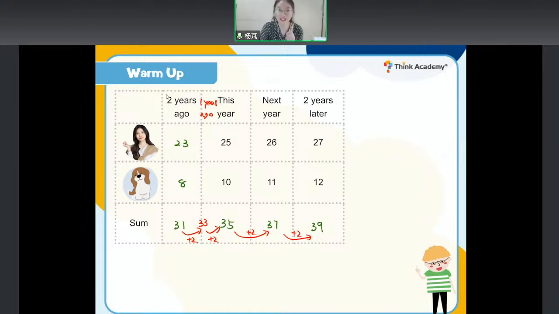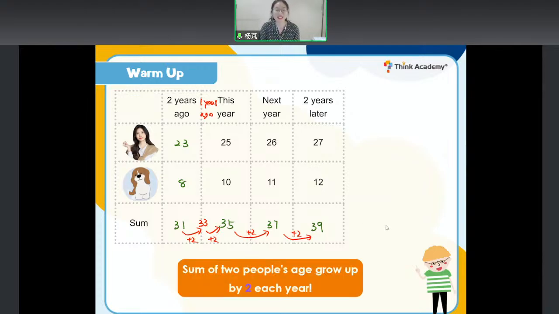A little trap: 2 years ago, not 1 year ago. 1 year ago is 33. 2 years ago is 31. So everyone be careful. The sum is really easy to make a mistake with. Okay, so we have a little conclusion here: the sum of 2 people's ages will grow by 2 each year.